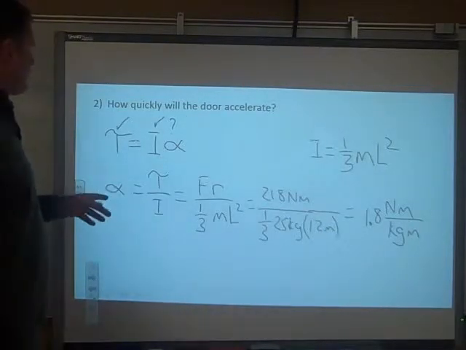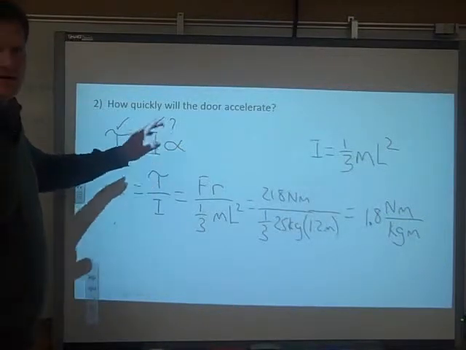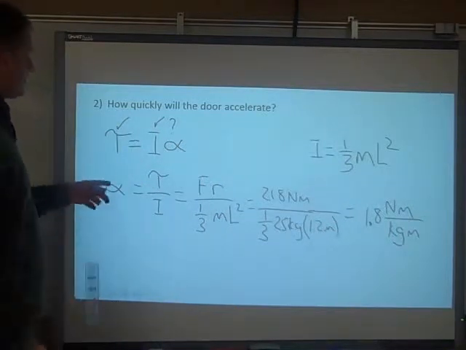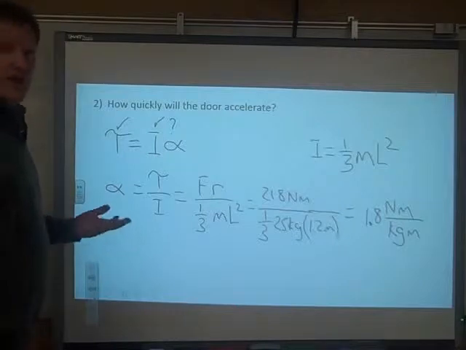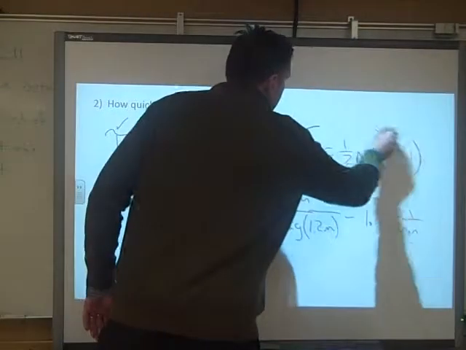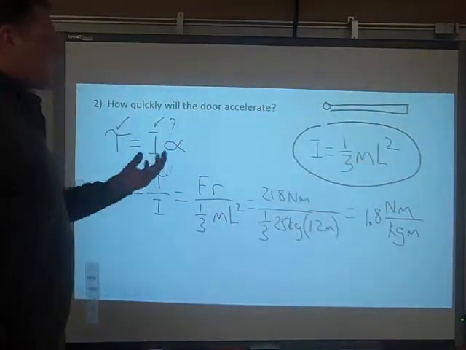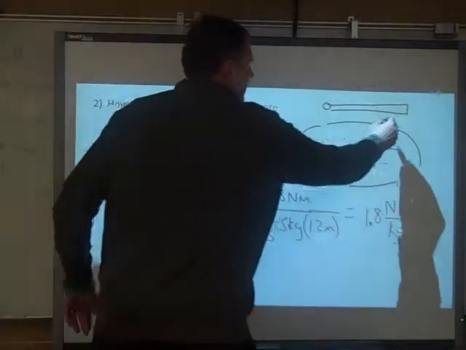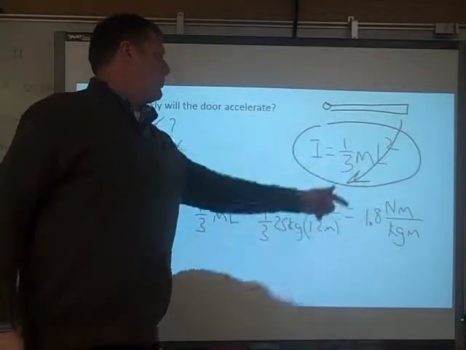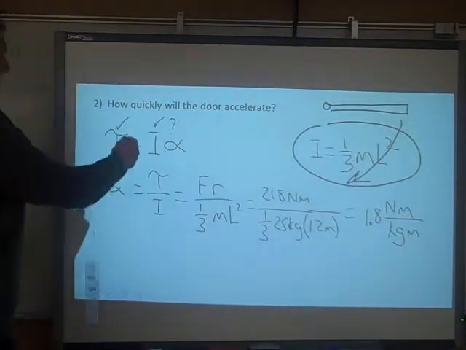If you remember from your formulas, torque is equal to moment of inertia times alpha, alpha being angular acceleration. So do we know the torque? We know that from problem number 1. Do we know the moment of inertia? You have to go to your book and look up the pictures where they show the moment of inertia for a thin rod on a pivot point that's pivoting this way. This is defined as I is equal to 1/3 m, mass, times L, the length of the door, squared. So I merely substitute these in.